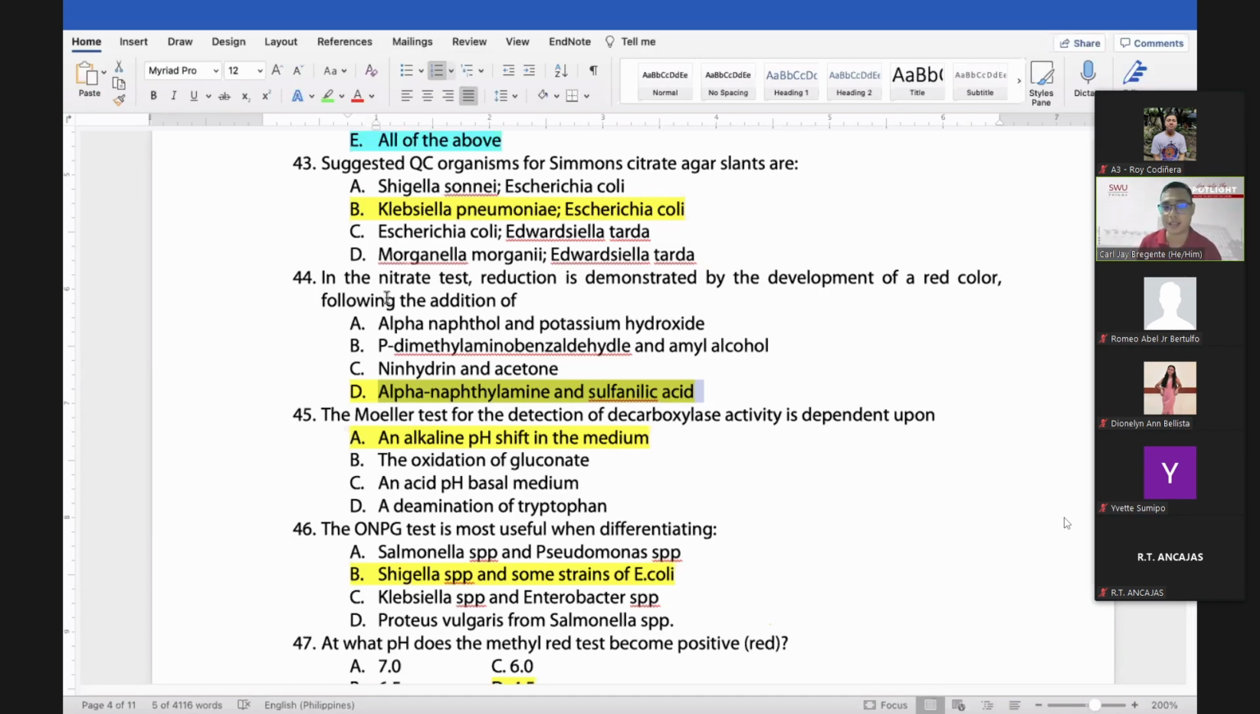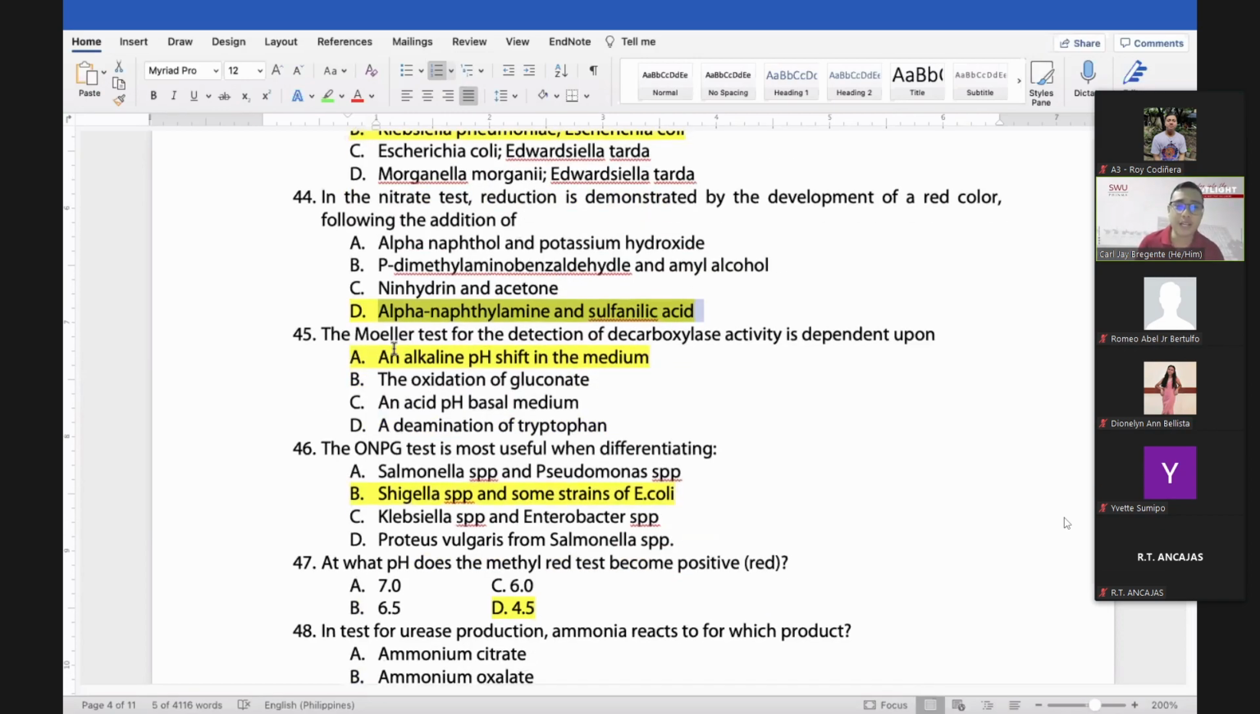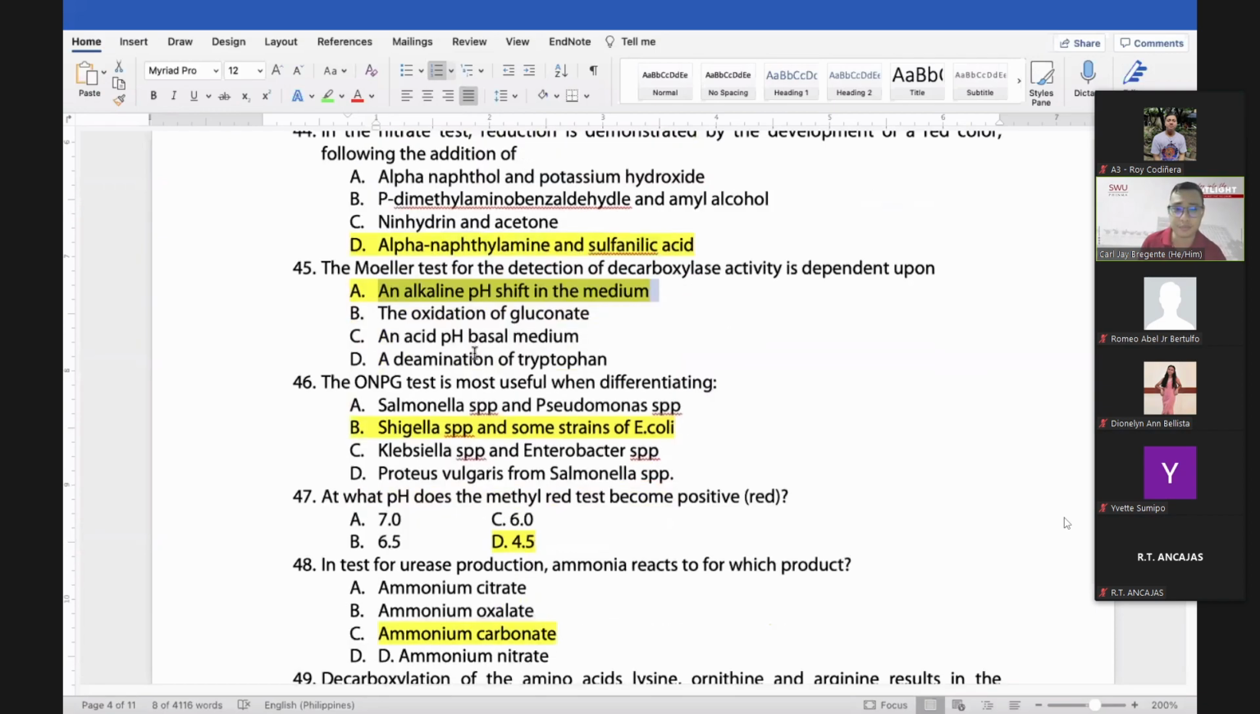If none, then negative. Muller testing is for the detection of decarboxylase activity, which is dependent on the alkaline pH shift in the medium. So this is the correct answer. For these 2 questions, or 3 questions rather, review your biochemical test activity or module.